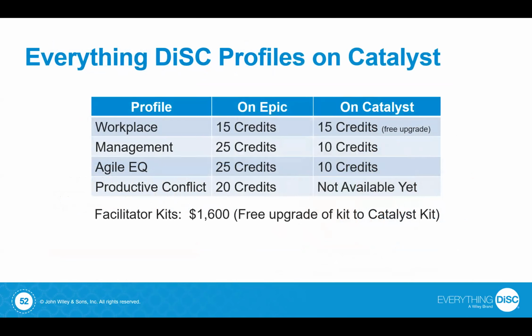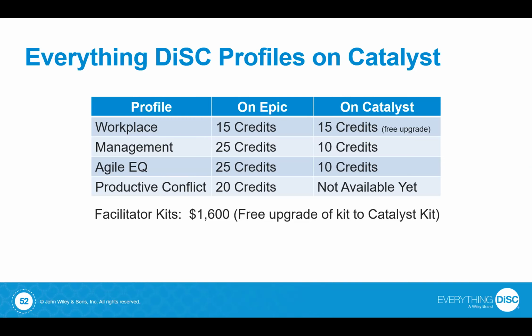Just so that you can see another real benefit of Catalyst. These are the Epic credits used to generate the profiles. Workplace is 15, management 25, Agile EQ 25, and productive conflict 20, if done through the Epic platform. If you use Catalyst, upgrading your workplace profile to Catalyst is free. If you take workplace on Catalyst from scratch, it's 15 credits, the same as if you took it through Epic.